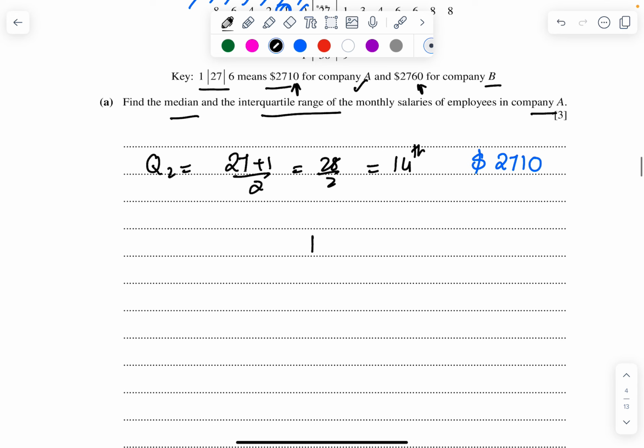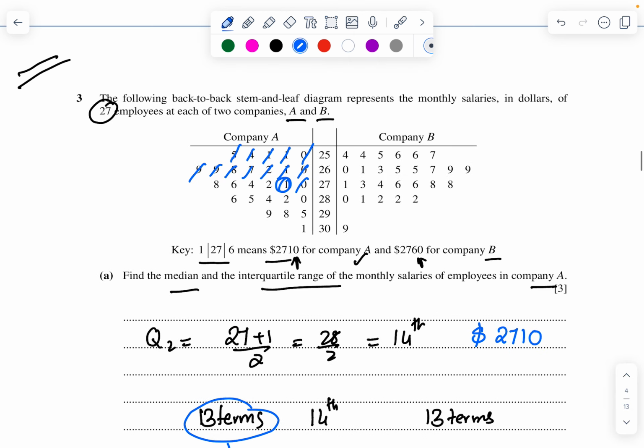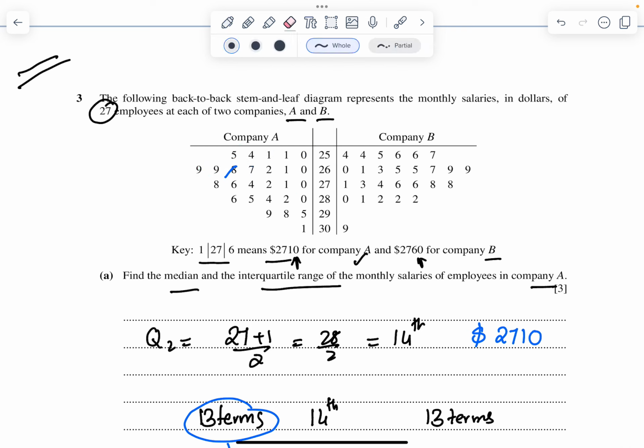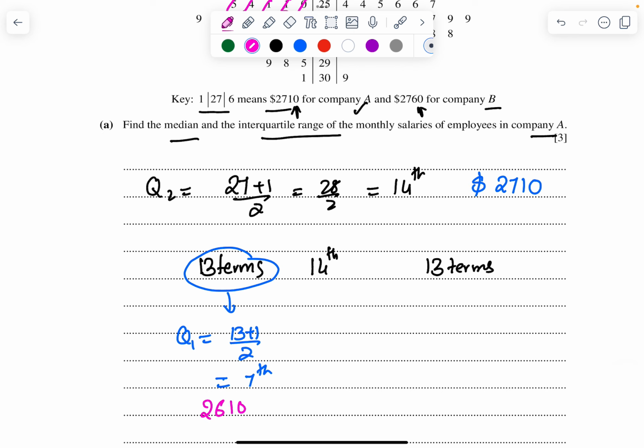Now we know that the 14th term is in the middle, and on the left hand side I have 13 terms, and on the right hand side I have 13 terms. The middle term of the left half is going to be my Q1. So 13 plus 1 by 2, which is 14 by 2, the 7th term. This one was our Q2. Now calculate the 7th term: 1, 2, 3, 4, 5, 6, 7. So it is 2610, so Q1 is 2610.